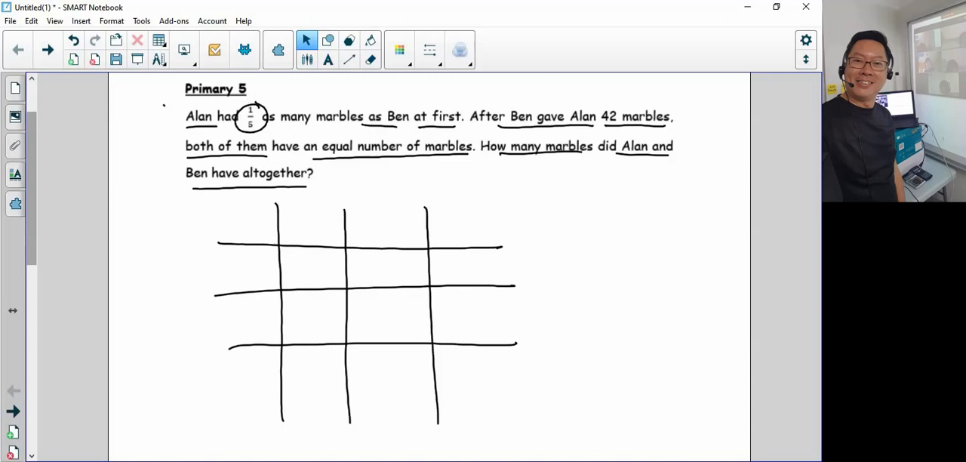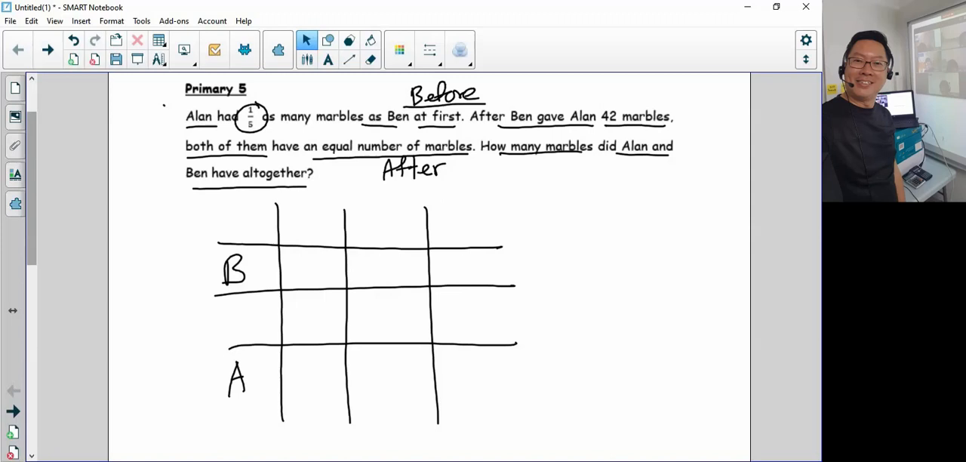So what do we put inside the table? Now, this question is a before and after problem. In our Singapore syllabus, we have problems which are called before and after problems. Before means at first. So you put down the before, B for before. And where is the after? After means in the end. They have an equal number of marbles in the end. So we call it after, right? So after means how many marbles they have in the end. So in the Singapore syllabus, we have quite a number of questions which are before and after problems.